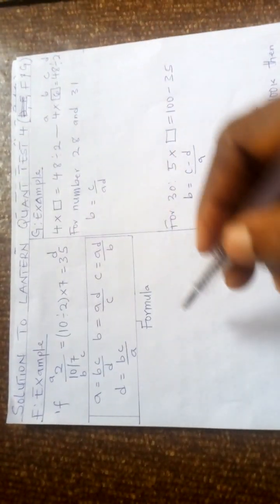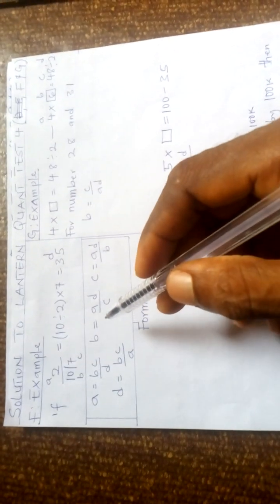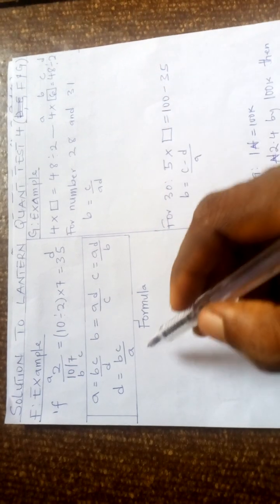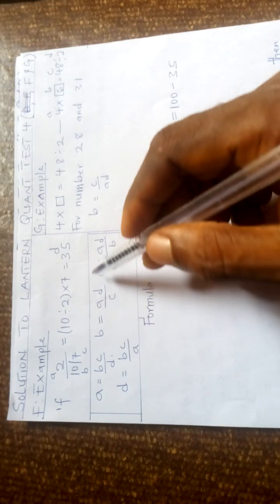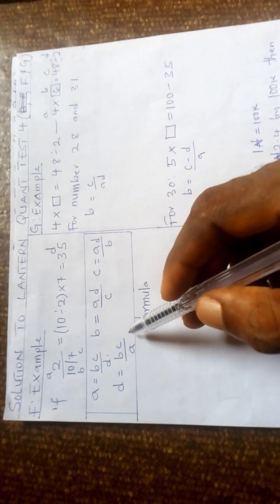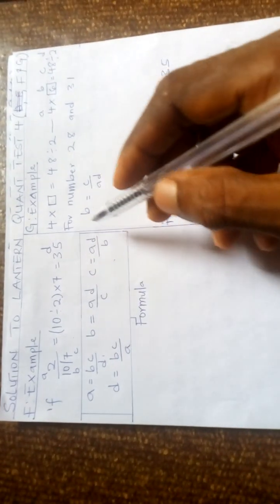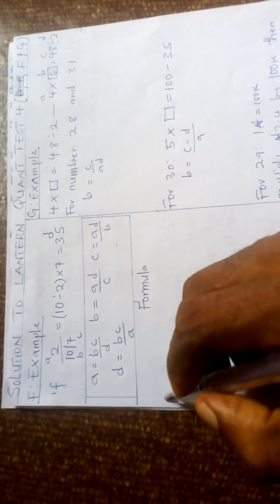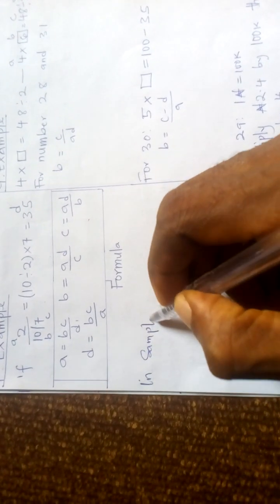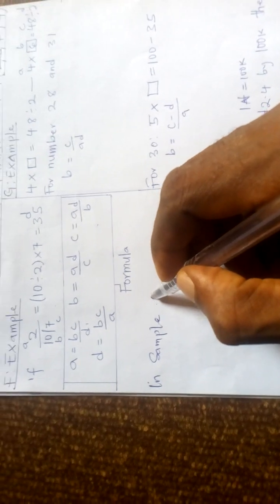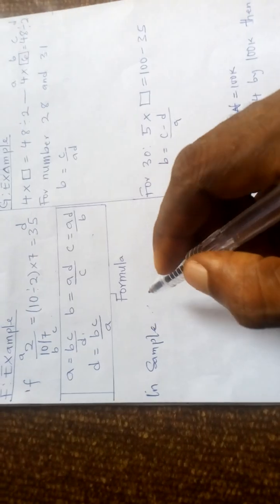So let's get started in today's edition of the Lantern Quant test 4, and we are in F and G. If you look at it, we have the numbers well arranged, A, B, C, and D. This is the formula here. Now let's see how we can use this formula to get the numbers in this problem. We get started with the first one. In the sample, there's only one sample, so we are just going to use only one sample there.